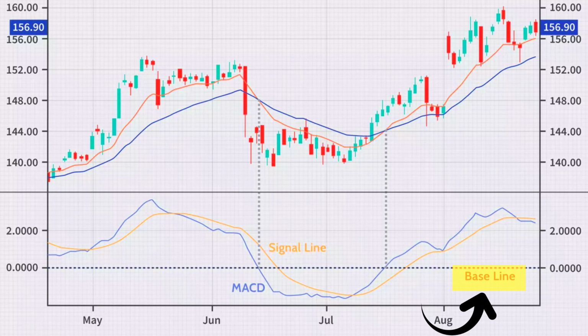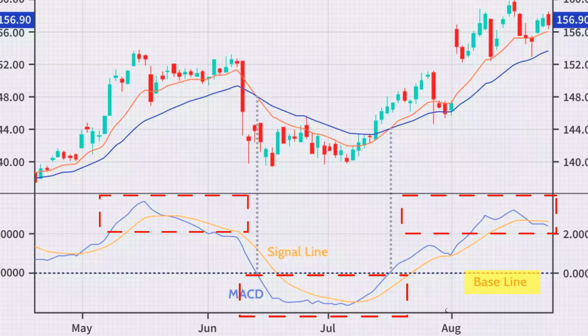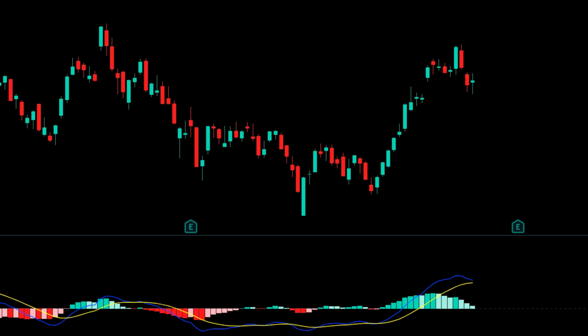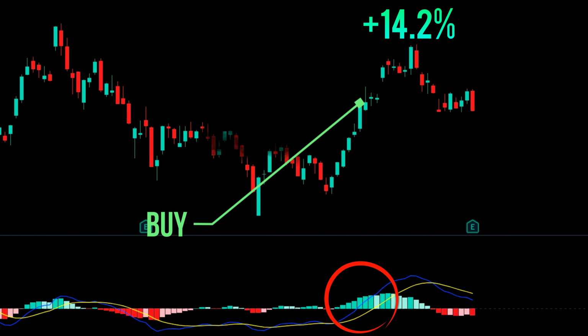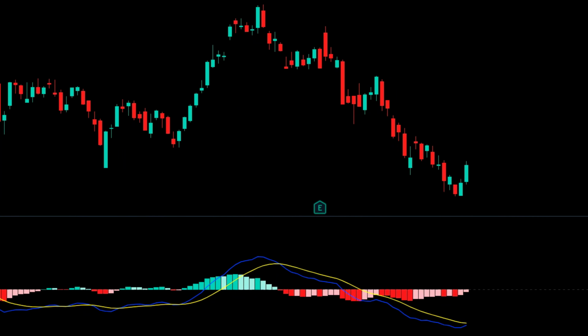So the first very important thing to know when using the MACD to determine momentum of a stock is where the MACD line and signal line are in relation to the zero line. Again, this is very important, so pay attention. When the MACD line crosses above the zero line, the momentum is considered bullish. On the other hand, when the MACD line crosses below the zero line, the momentum is considered bearish.